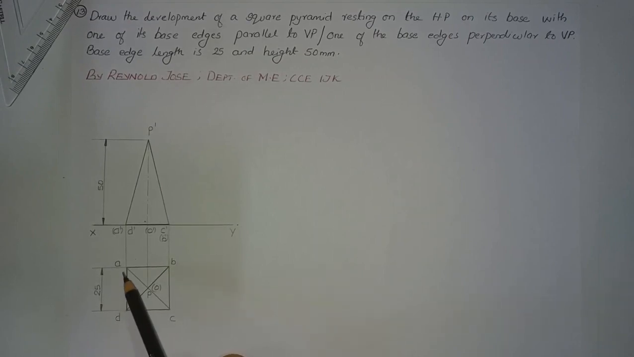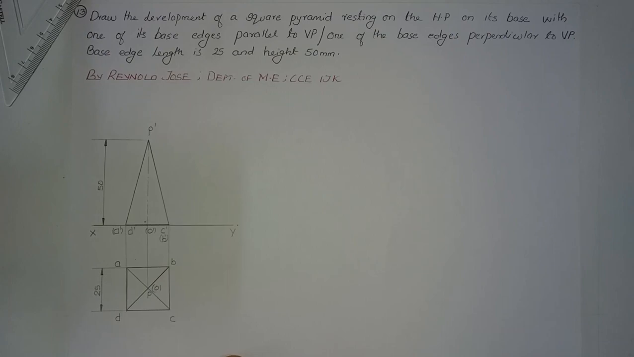That is ADP, APB, BPC, PCD. All these are the triangular surfaces, and the base is ABCD, which is a square. So we are going to unfold these 4 plus 1, 5 surfaces into a flat surface. That is what we mean by developing this square pyramid.